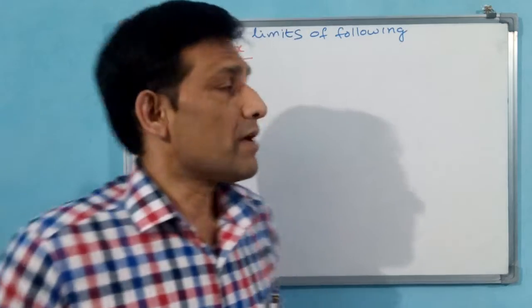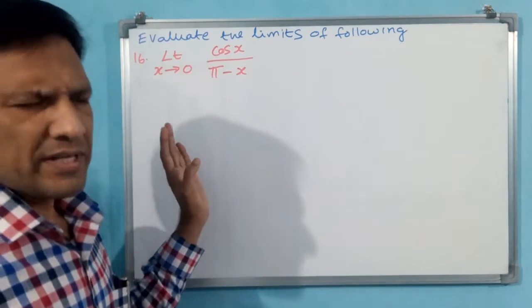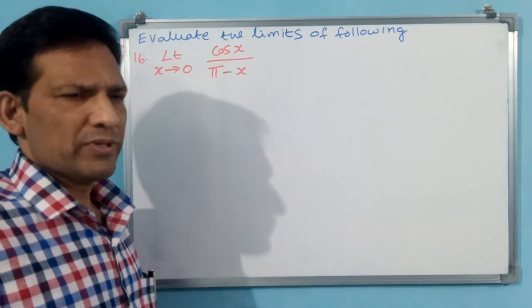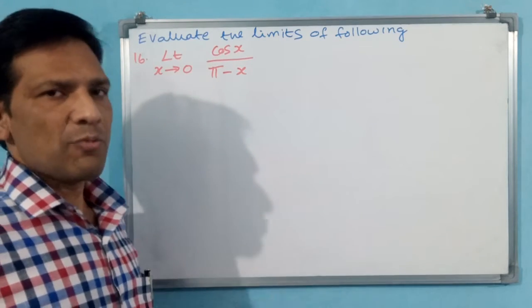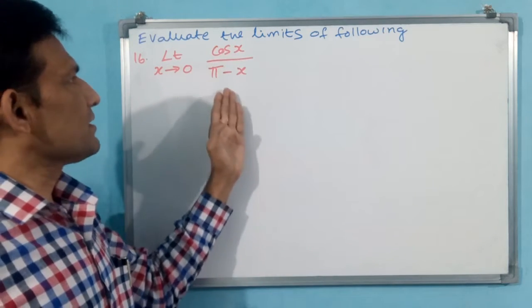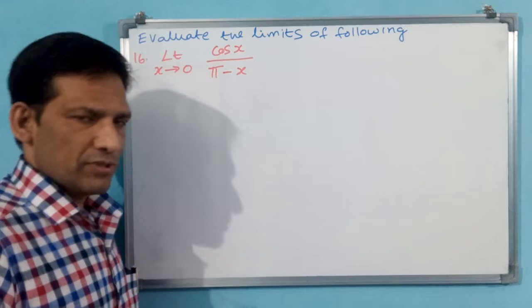See what they have written, continuously until 22 or 23: evaluate the limits of the following only. If the heading changes, I am going to change the heading. Limit x tends to 0, cos x by pi minus x. This is the 16th question.